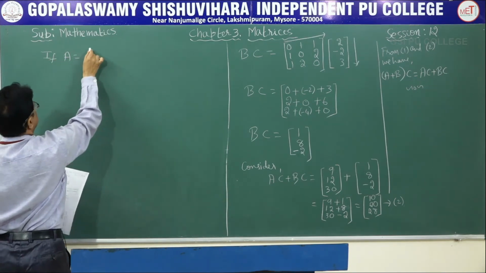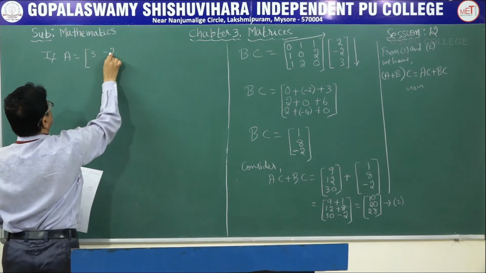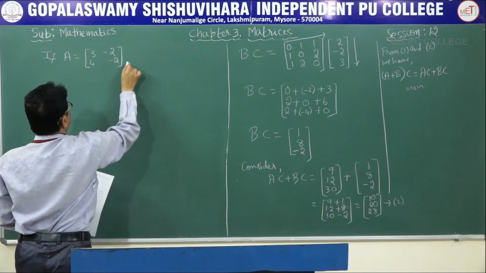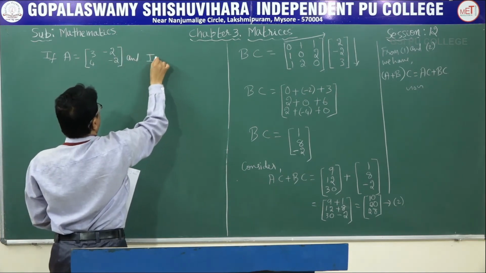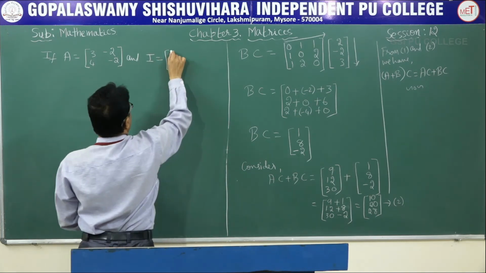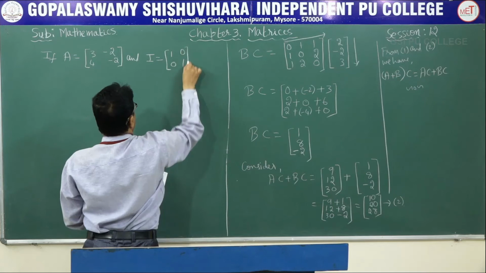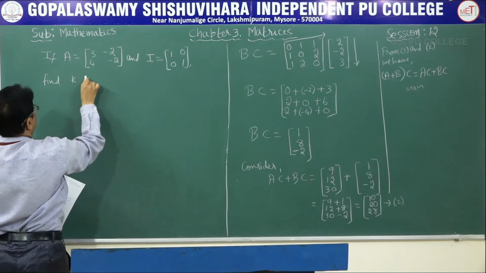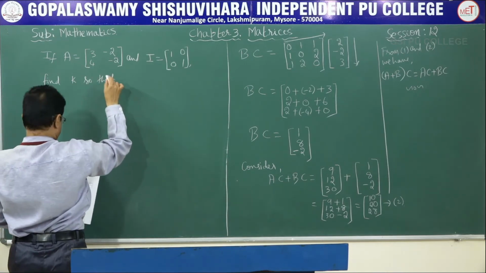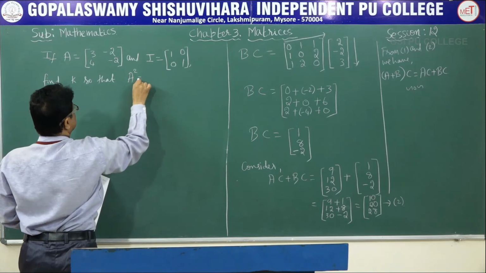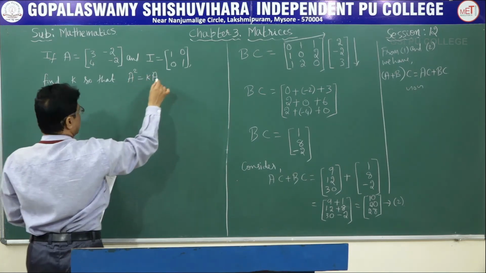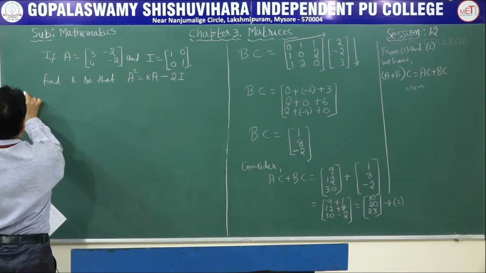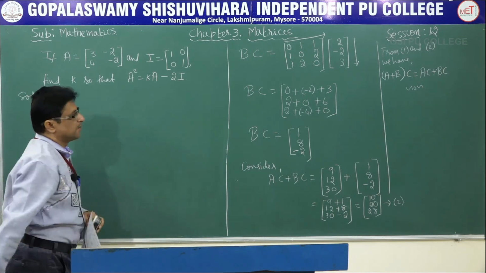If A equals 3 minus 2, 4 minus 2 and I equals 1, 0, 0, 1. Find K so that A square equals K into A minus 2I. So let us find the solution of this problem.